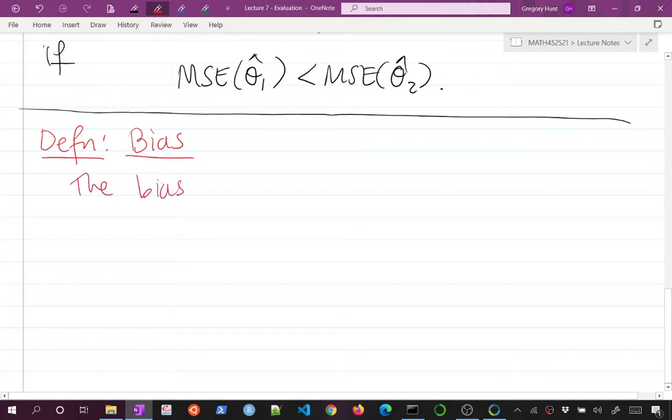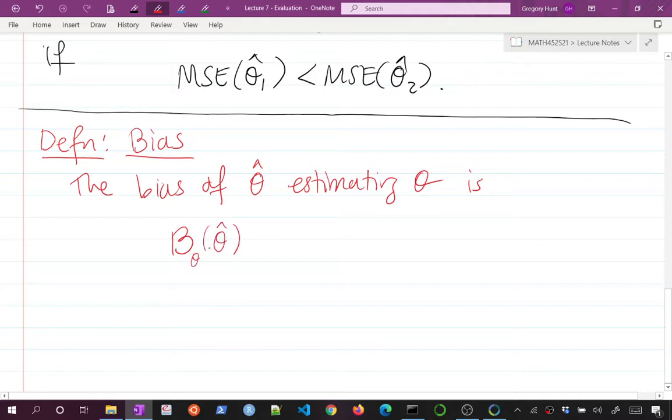The bias of theta hat estimating theta is defined, and we'll say B for bias of theta hat. Occasionally, if we need to be reminded, we can put a little subscript of theta to remind us that this bias is going to depend on what the truth is. That is, we'll get different biases for the same theta hat if we have different true values of theta.